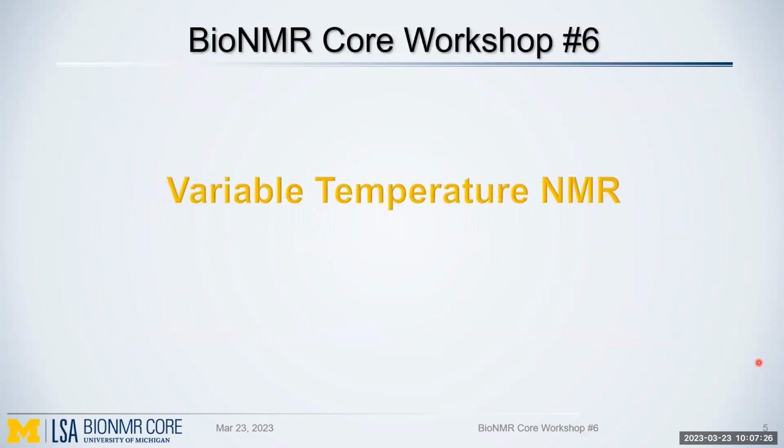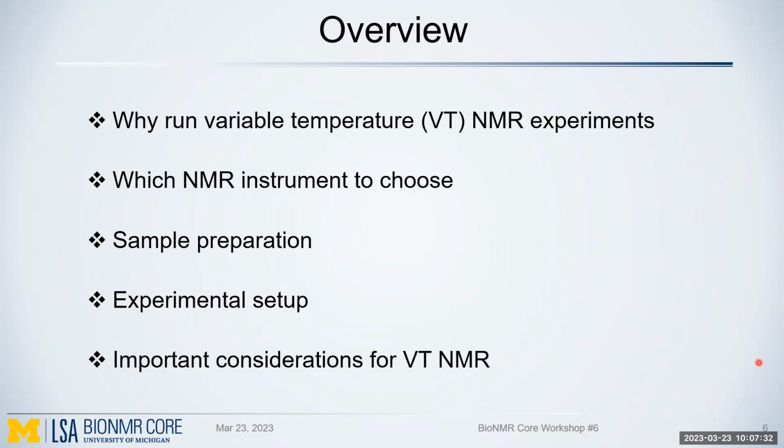And then we will move on to our topic on variable temperature NMR. So this workshop will have 5 parts. First, we will give some examples on why we want to run variable temperature NMR experiments. So we will learn the applications of variable temperature NMR experiments, both for small molecules and proteins. And then once you have decided you want to run variable temperature NMR, I will cover the variable temperature stabilities and capabilities of each of our NMR instruments, so you know which NMR instrument to choose. We will then cover sample preparation tips, experimental setup, and finally, we will have a summary session on important considerations for VT NMR.